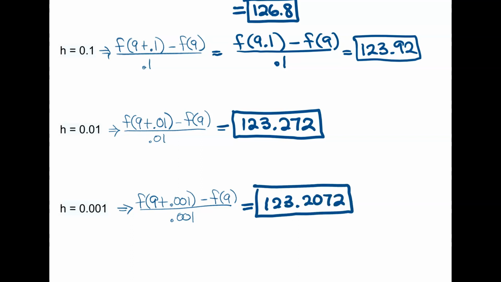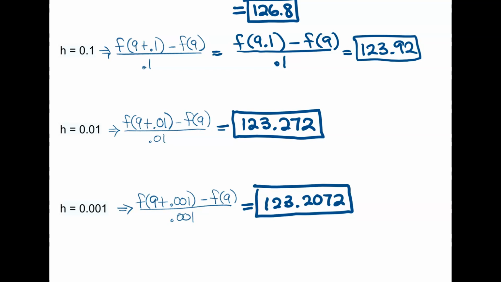Every time we pick an h that's smaller and smaller, these slope values just seem to be getting closer to 123, maybe 123.2. If I really wanted to keep going and pick smaller and smaller h values, I could get even more accurate with this slope. For right now, we have this estimate of the slope of our tangent line.